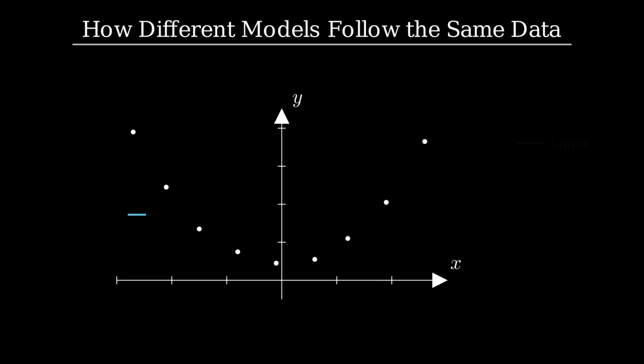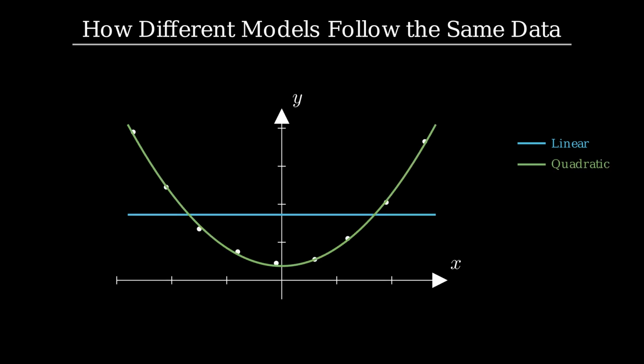The same observations can be fitted by several model families. A straight line misses the curvature, while a quadratic captures the broad pattern. A higher degree polynomial may follow every small fluctuation, including random noise. More flexibility is not automatically better.